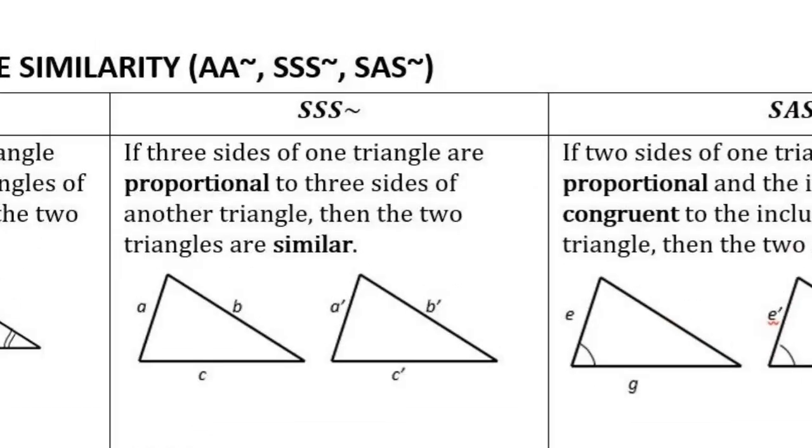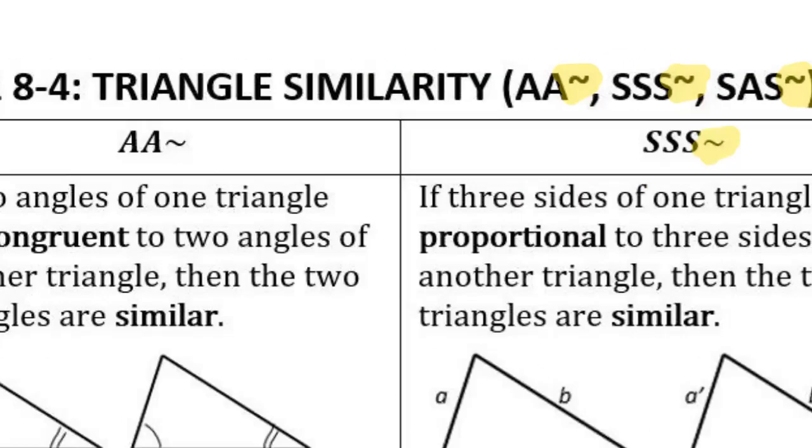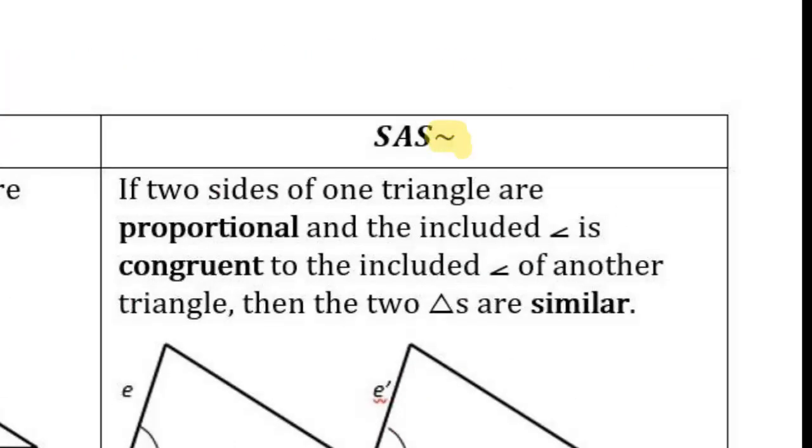Now notice we have to put a little squiggle at the end of these. So we have angle, angle, similarity. We have side, side, side, similarity, and side, angle, side, similarity. You have to have the similarity squiggle after the name of each of these. Again, we're on page 9 in your notes. You have to have the squiggle at the end, yes.